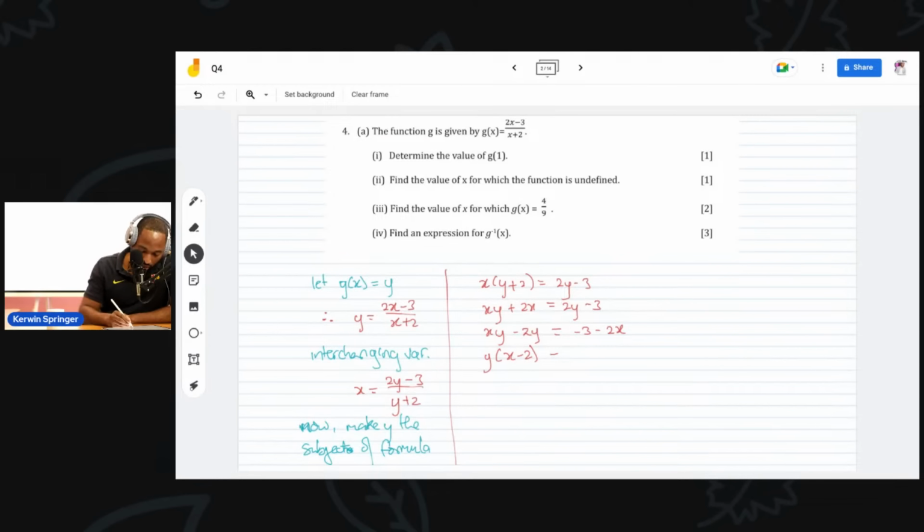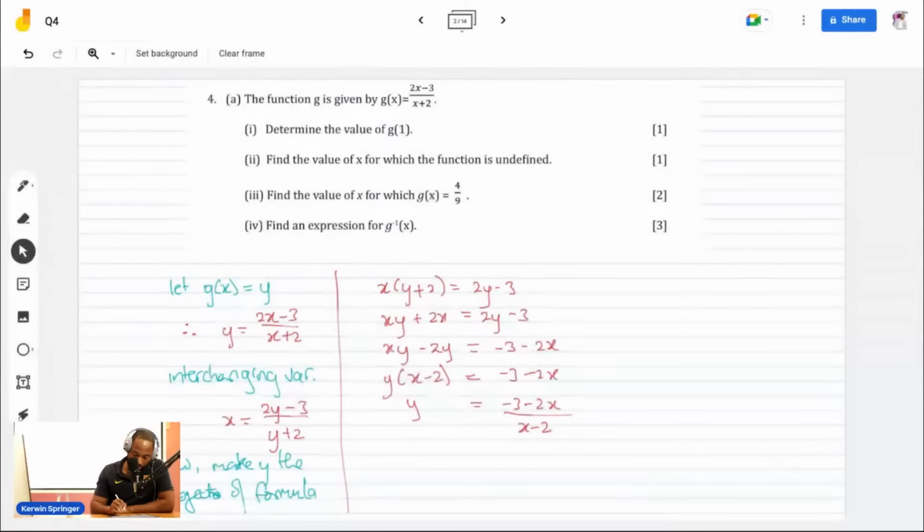So if I factorize out y, I got y by itself, and I just need to simply bring across the next multiplying in this product. This is x minus 2. And we good to go there. Well done. We good to go right there.